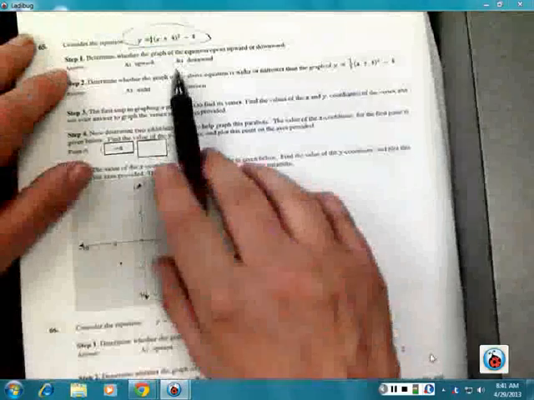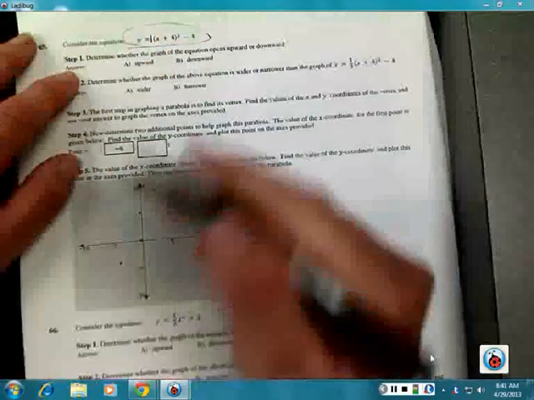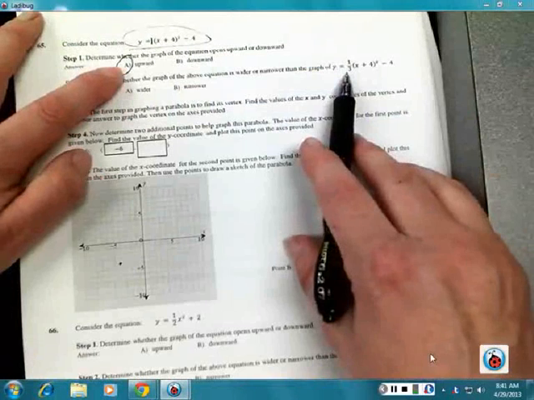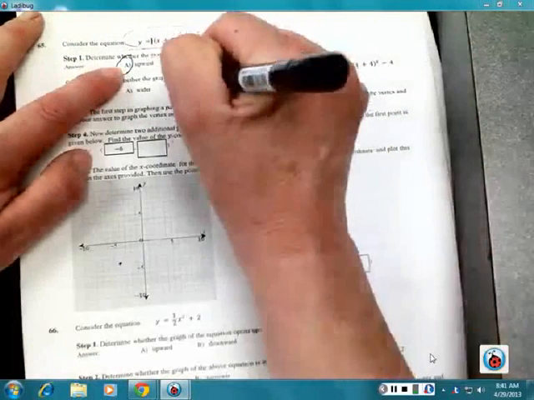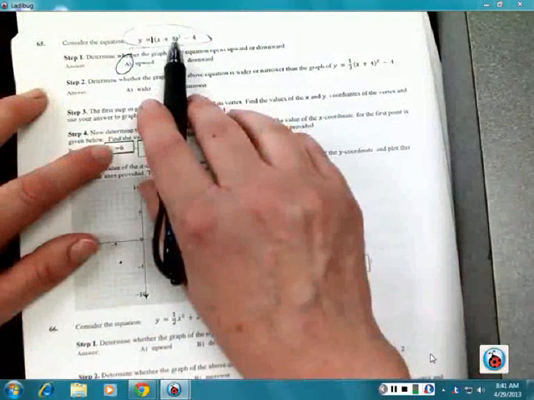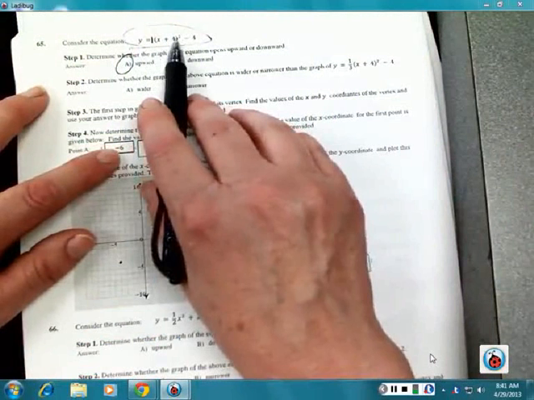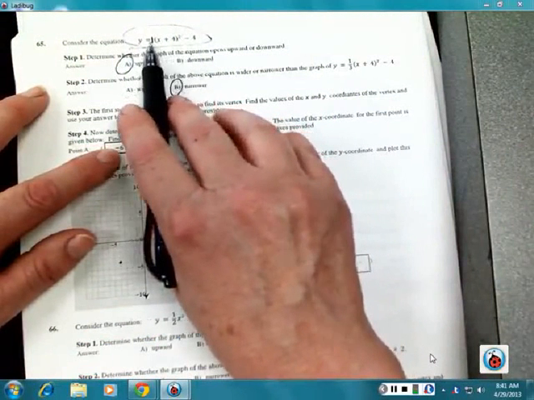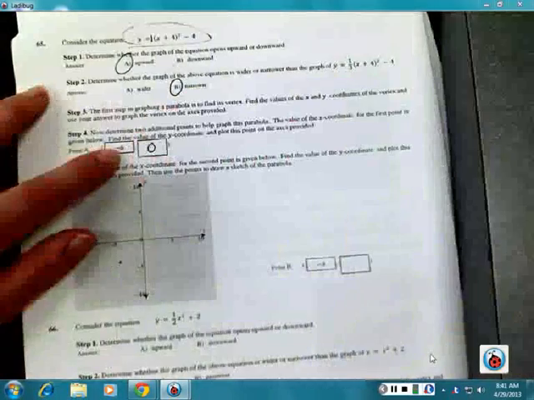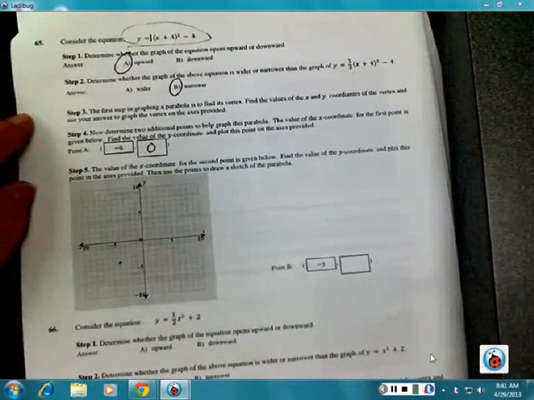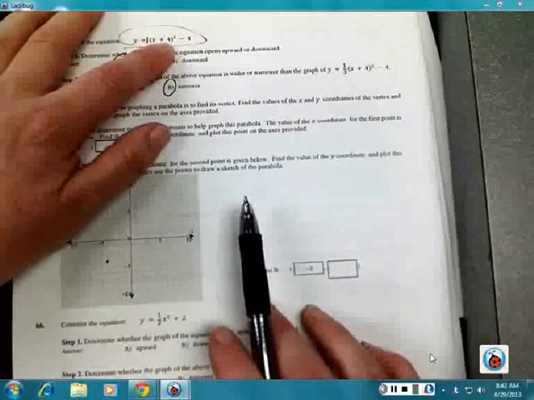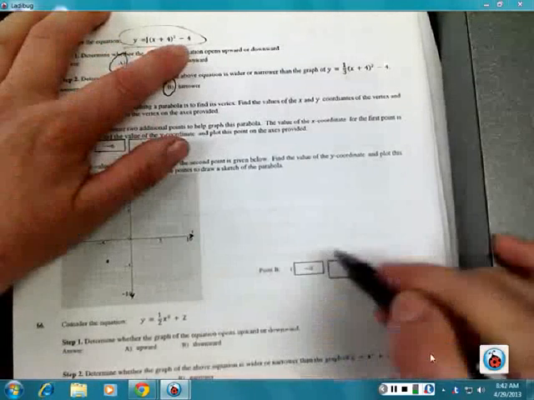Is it going to be upward or downward? Upward, because the 1 in front is positive. Is it going to be wider or narrower than a third? Narrower. Okay. And if I plug in negative 6, negative 6 plus 4 is negative 2, squared is a positive 4, times 1 is 4, 4 minus 4 is 0. And then if I plug in my other point, negative 3, negative 3 plus 4 is a positive 1. 1 times 1 is 1, times 1 is 1. 1 minus 4 is a negative 3.